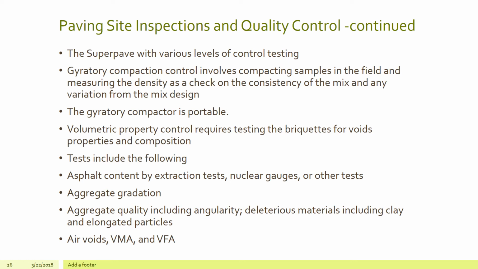Volumetric property controls require testing the briquettes for void properties and composition. Tests include the following: asphalt content by extraction tests, nuclear gauges, or other tests. Aggregate gradation, aggregate quality including angularity, deleterious materials including clay and elongated particles, and of course we're looking at air voids, VMAs, and VFAs.